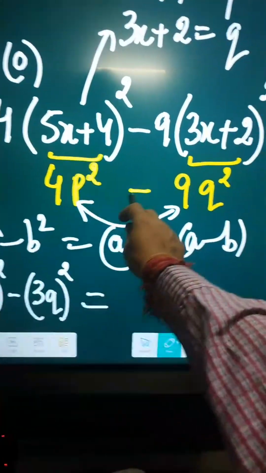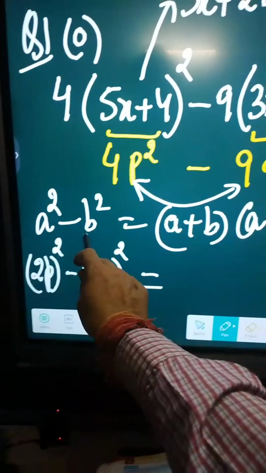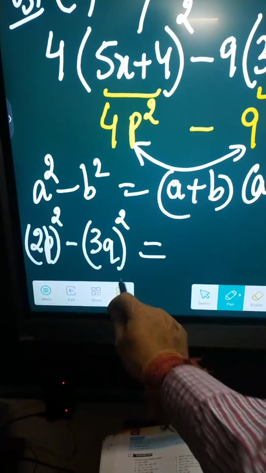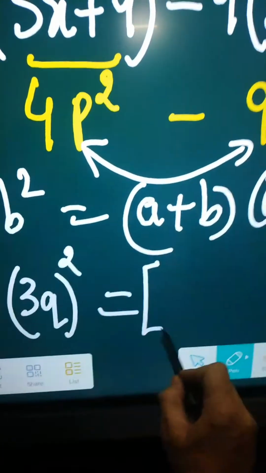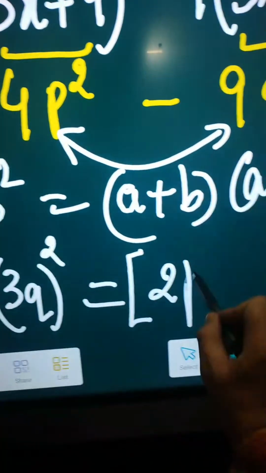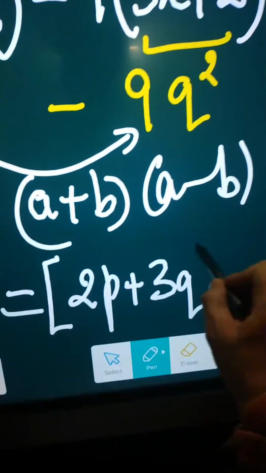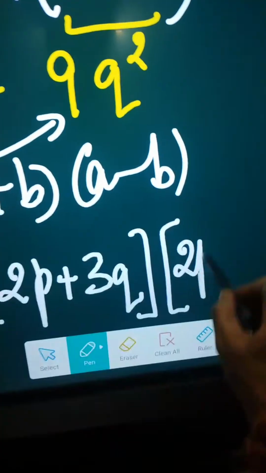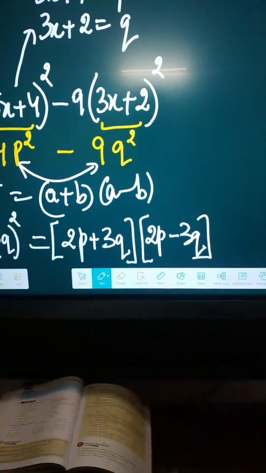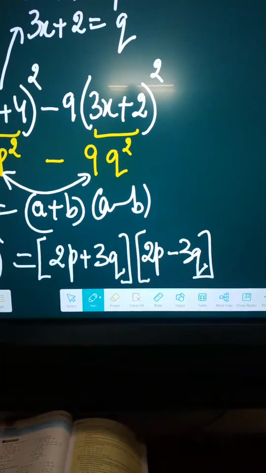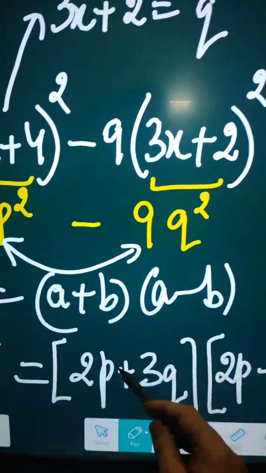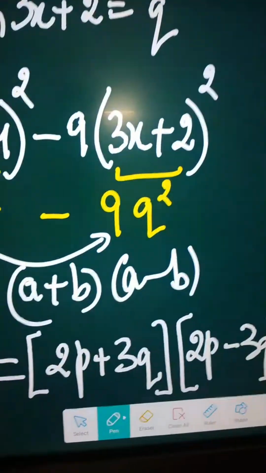So now this becomes a square minus b square. The formula will be a square minus b square. A square will be 2p, b square will be 3q. So what will be a plus b? It will be a plus b and a minus b. This is the final answer. Now you replace the value. After this, you replace p, change p as 5x plus 4.